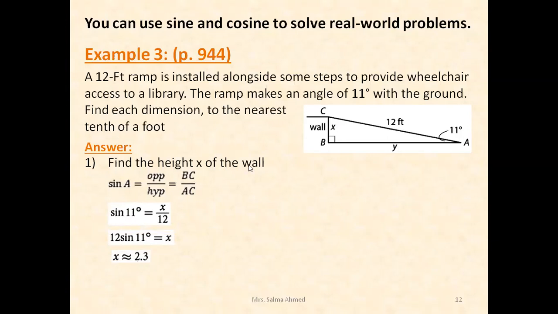Now I'm going to get y. So what's the relation of this side to the angle that I have?